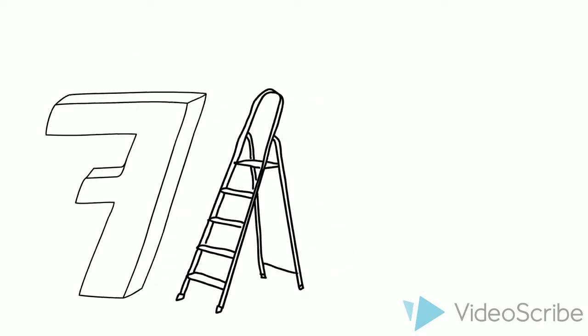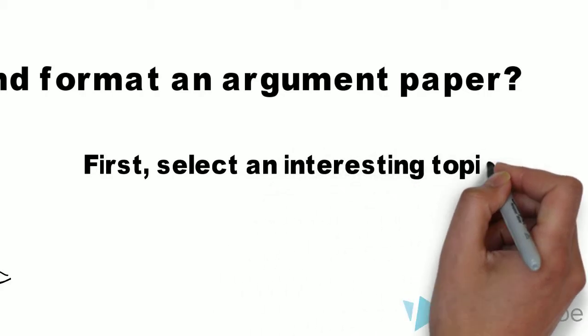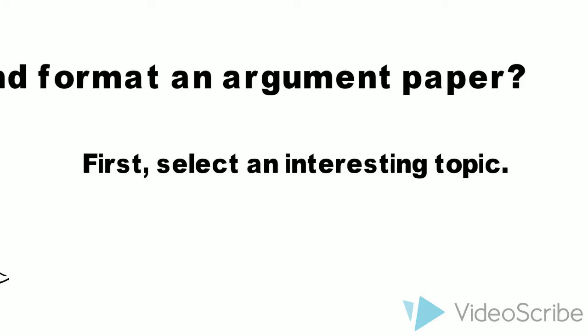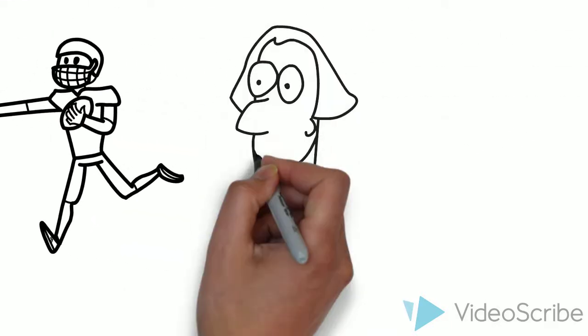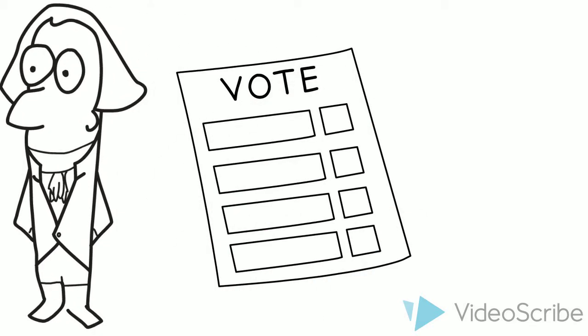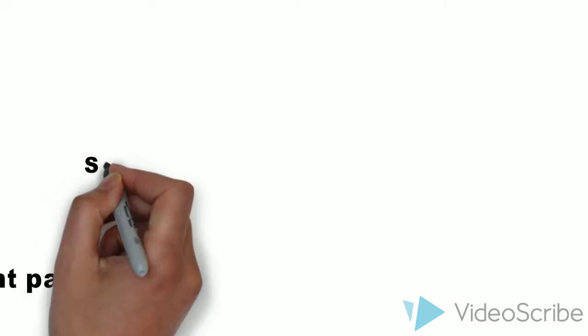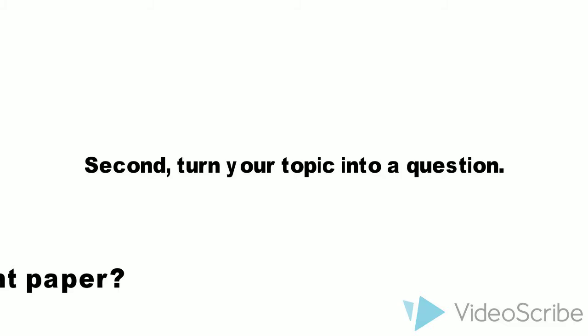Number 1, the first step to writing a good argument paper is selecting an interesting topic. Find a topic that interests you, and this topic will likely be interesting to others. Find something related to sports or history, politics, religion. Whatever the topic, you can write an argument paper about it.